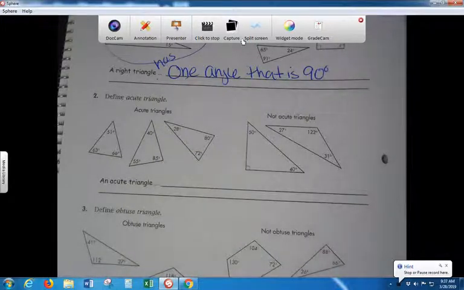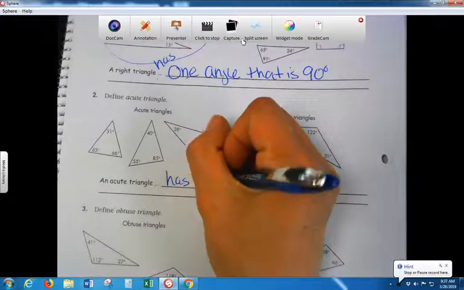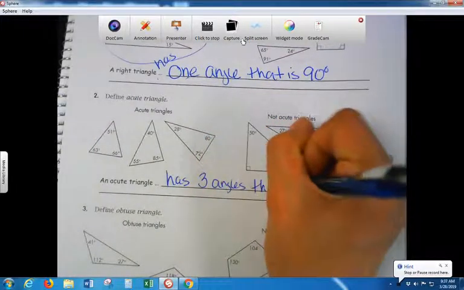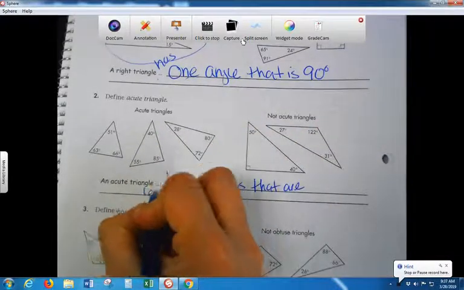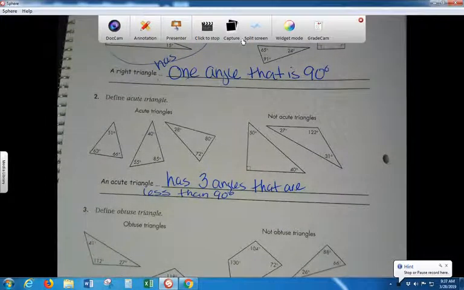The acute angle has all 3 sides are less than 90 degrees. Wording's a little off. Linda? The angle that is less than 90 degrees. Angles. How many? 2, all 3. All 3 angles. Yes. An acute triangle has 3 angles that are less than 90 degrees. So all 3 of them are less than 90 degrees. Not one of them, not 2 of them. Thank you for writing this down. All 3 of them are less than 90 degrees.